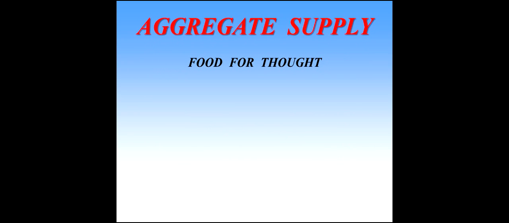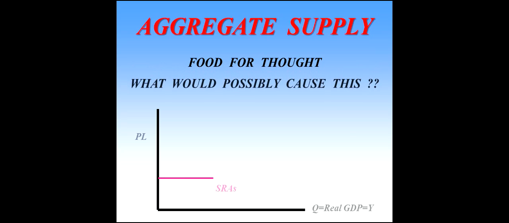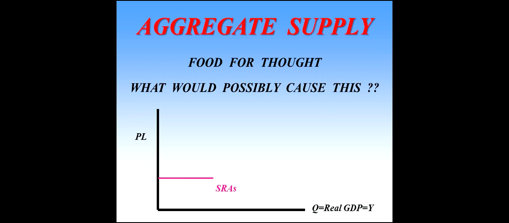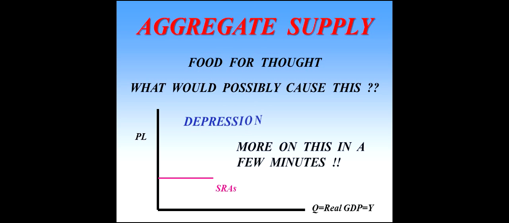So again, I have some food for thought for you, and that is, what possibly could cause this? And what I mean by that is, what macroeconomic condition for an economy might cause the short-run aggregate supply curve to look like this? And again, this is an exaggerated situation. And similar to what we saw with the exaggerated aggregate demand curve, I'd suggest to you that this represents pretty close to what it would look like in a depression situation. And we'll discuss more about this in a few minutes.